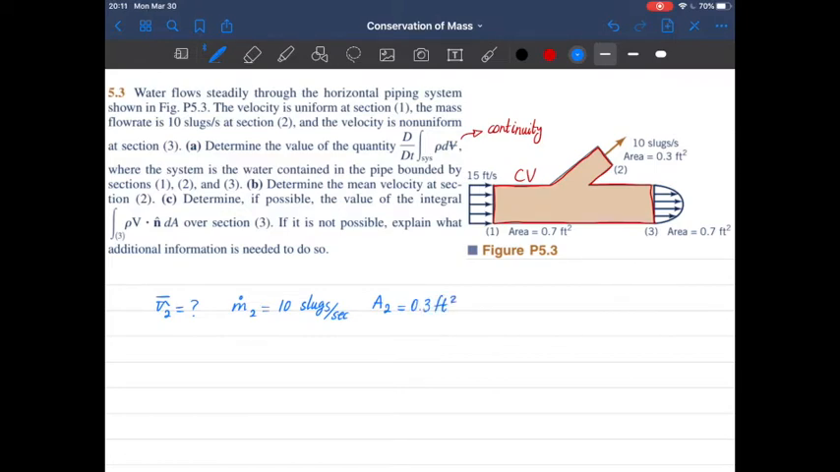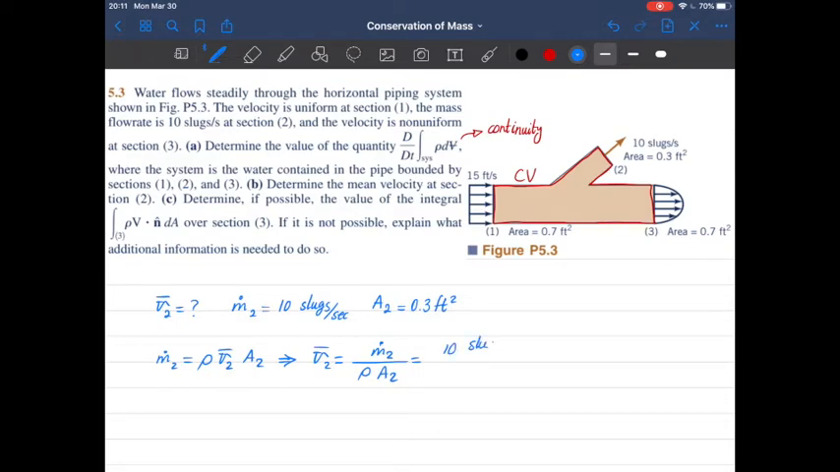And we know that the mass flow rate, or m dot, is equal to the multiplication of the fluid density, the velocity, and the area. So from here we can find the mean velocity at section 2, which is equal to m dot at section 2 divided by rho times the area. We have the value of m dot.